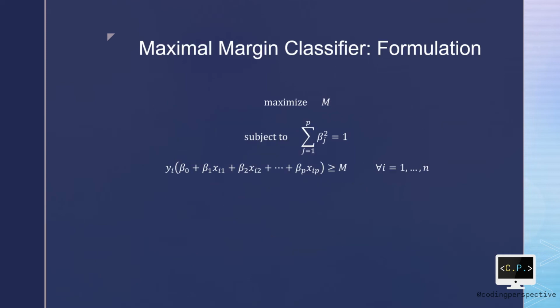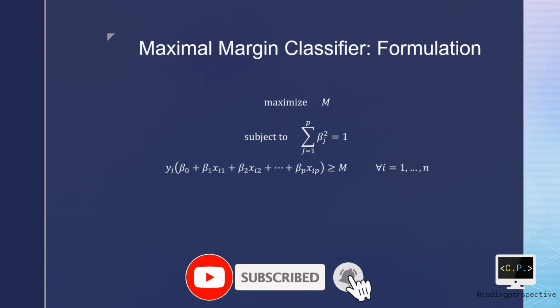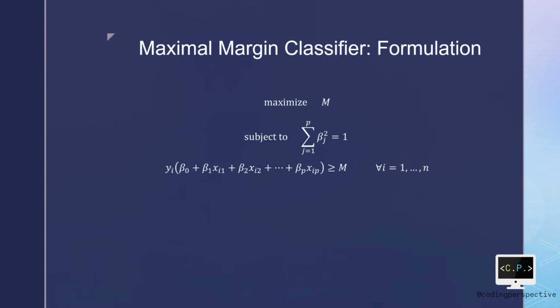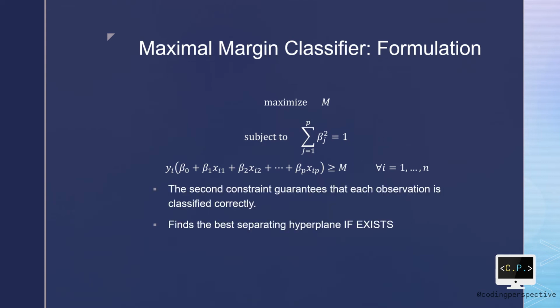Let's have a look at the formulation of the maximal margin classifier. We are trying to maximize M, that is the margin, subject to constraints. The constraints are the summation of beta squares equal to 1 and yi times beta 0 plus beta 1 xi1 plus beta 2 xi2, and it continues till beta p xip. And this should be greater than or equal to M for each i in our data. The second constraint guarantees that each data point will be classified correctly.